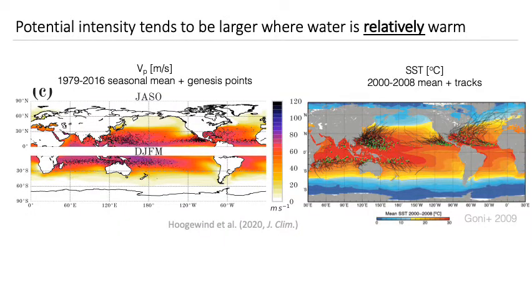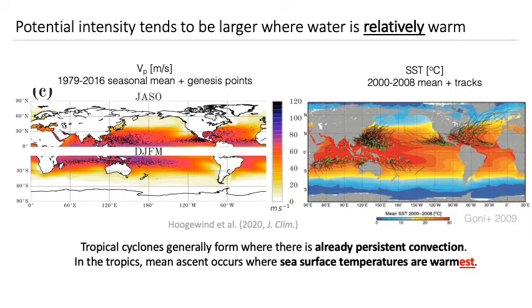Within the tropics, you may have already noticed that potential intensity tends to be larger where water is relatively warm. On the left here is the map, the colors are potential intensity in meters per second, and on the right the colors are sea surface temperatures in degrees Celsius. If you just glance at both of them, they seem very similar to each other, which is definitely true. They're not exactly the same, but they're very similar. But I've underlined this point about it being relatively warm. This is the key thing I want you to take away here.